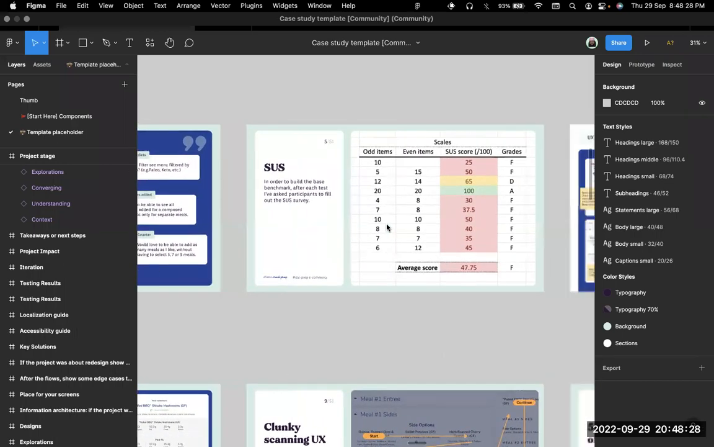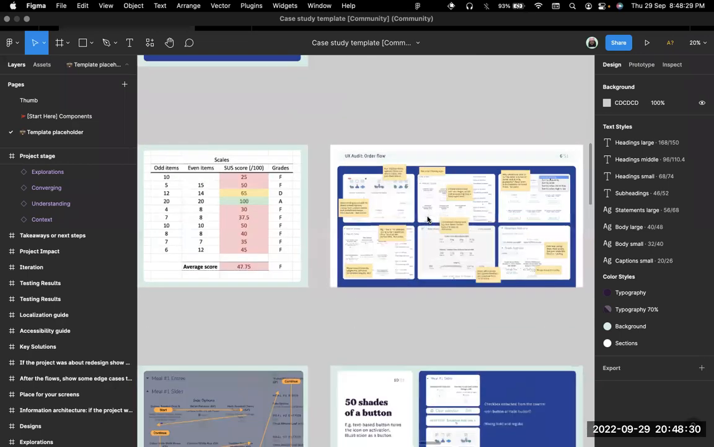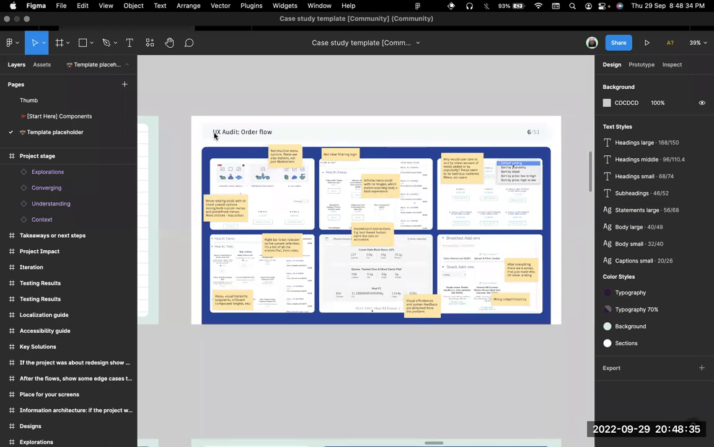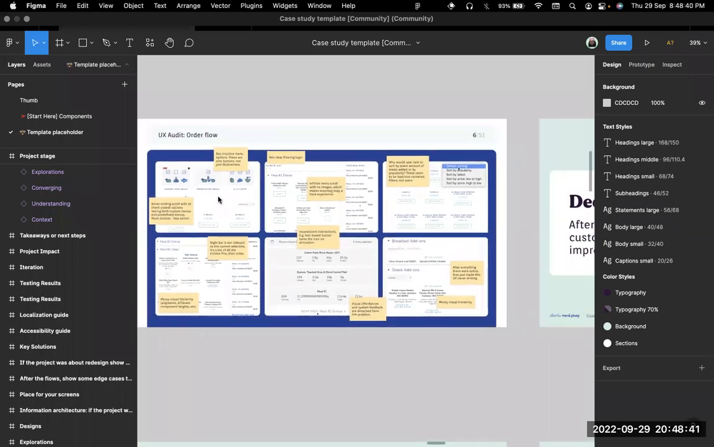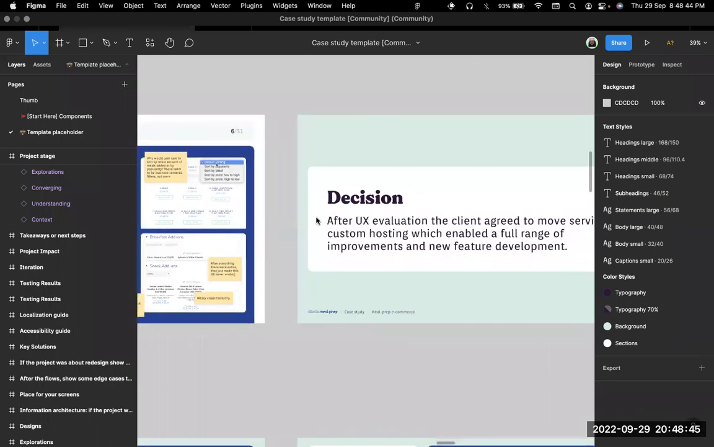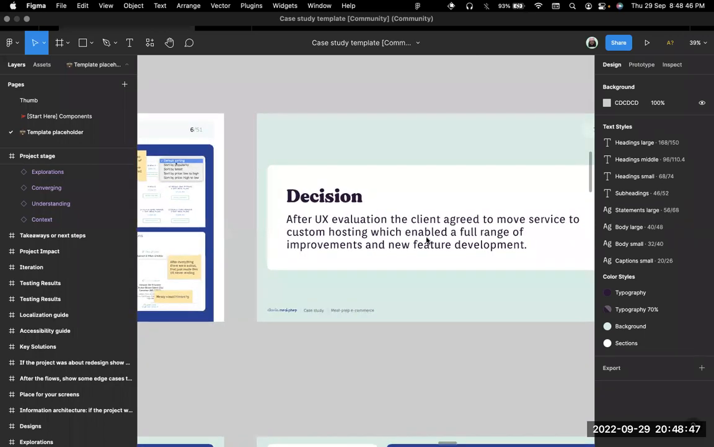So you can follow this pattern. This is a very good pattern, trust me. You can follow this pattern, check out the UX audits, so this is like checking out the previous order flow. When someone is trying to order an item, this is the previous flow. And after the UX evaluation, the client agreed to move the service to custom hosting, which enabled a full range of improvement and new feature development.